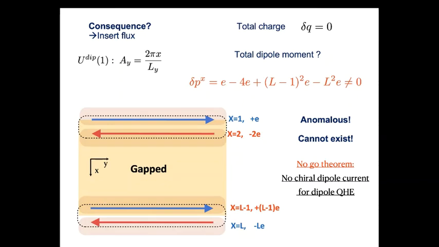After flux insertion, the total charge and total dipole moment should be invariant. Each boundary can have some anomaly, but if you count all of the boundaries together as a whole, they should be anomaly free.